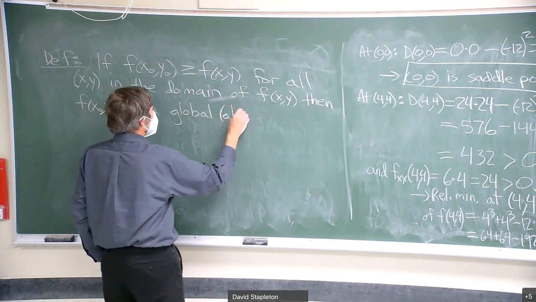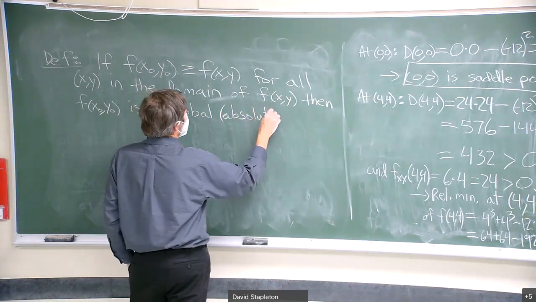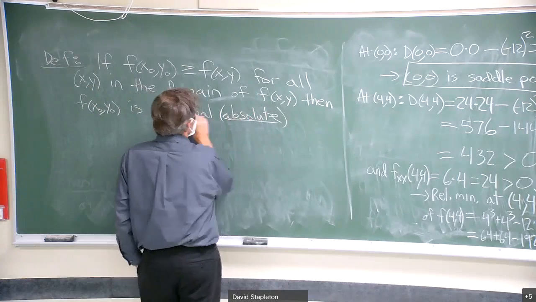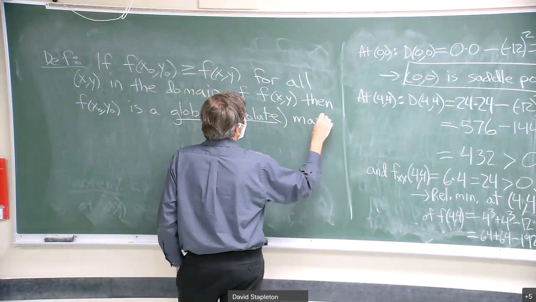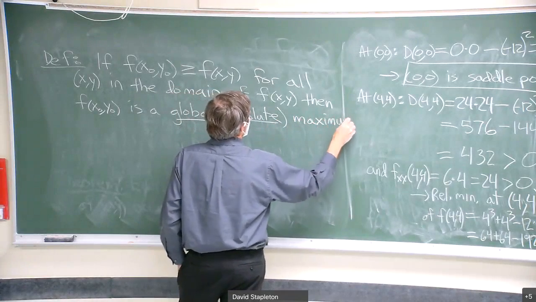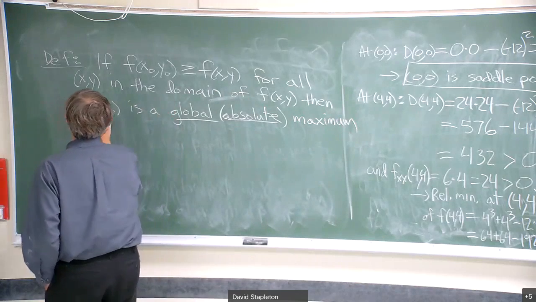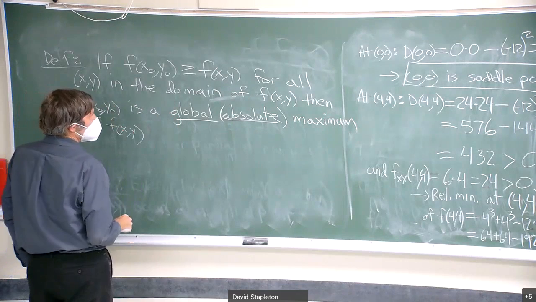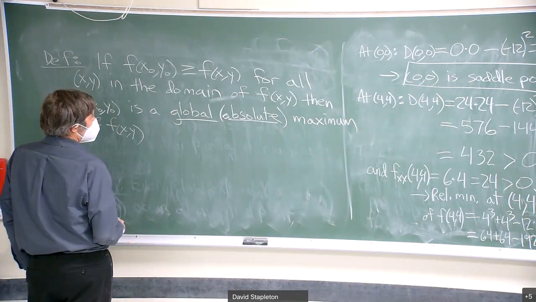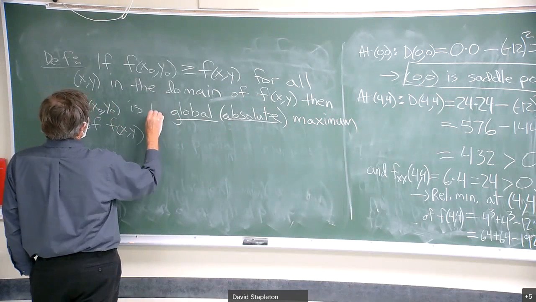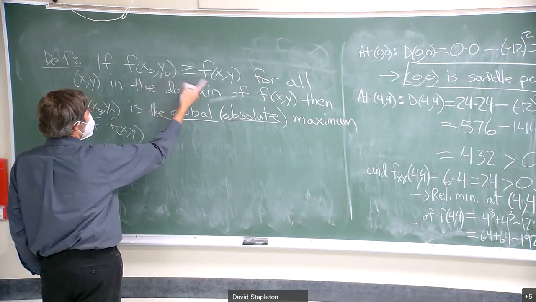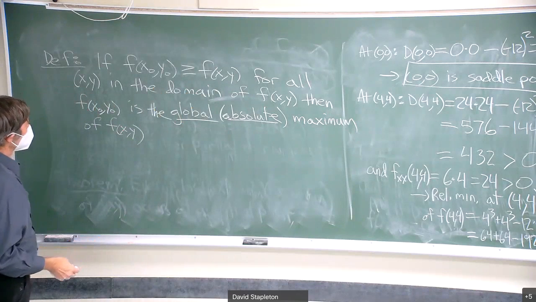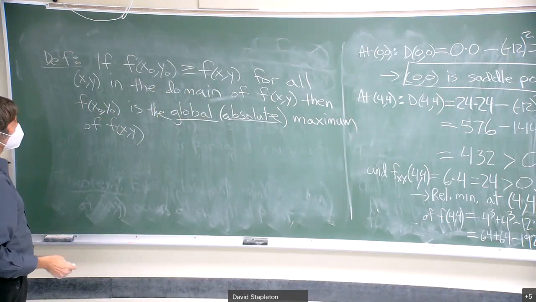Also called an absolute maximum of f of x, y. And I should call it the global maximum. There is no other if it's the biggest. But there can be more than one point it occurs at.